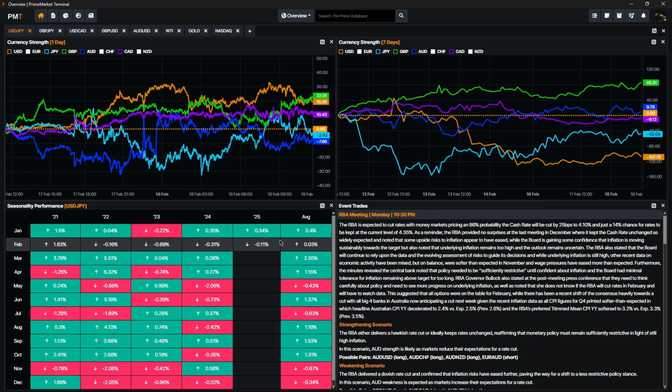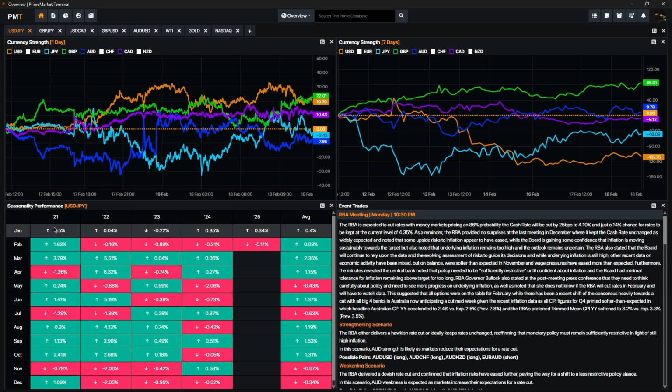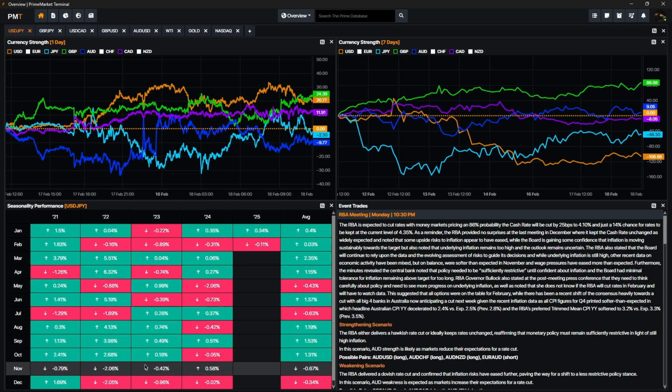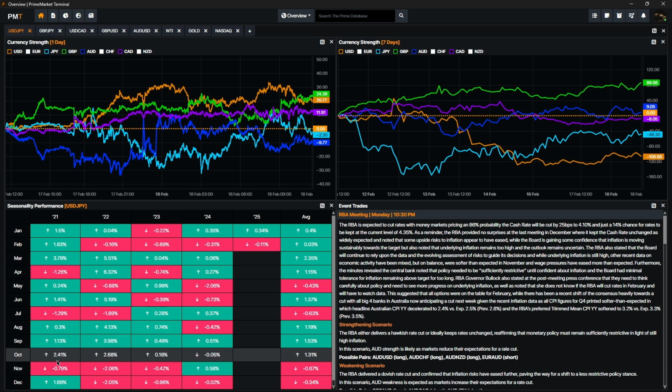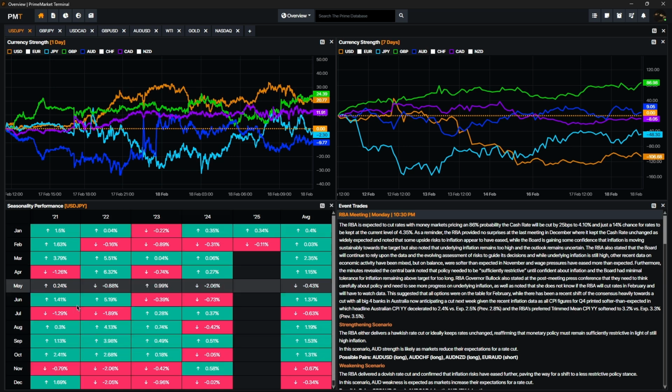And here we have seasonality. Now I don't use seasonality to trade currencies because I think seasonality is really random. I use seasonality more for things like oil, gold, and Nasdaq. But for currencies, I don't use seasonality. If you do, you can maybe look for a pattern. You can see that in November, the dollar yen for the past 4 years has basically finished negative almost every year. So you can look at that and probably find trends, but I don't really use seasonality for currencies.